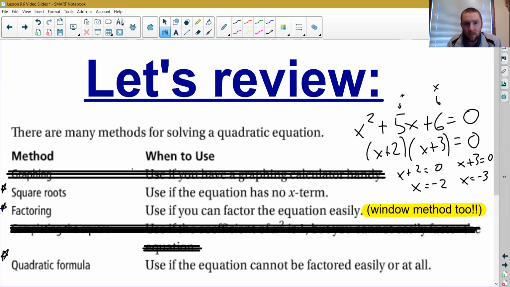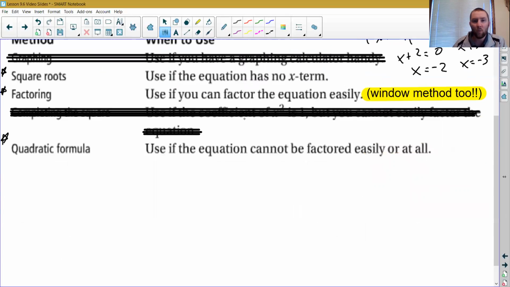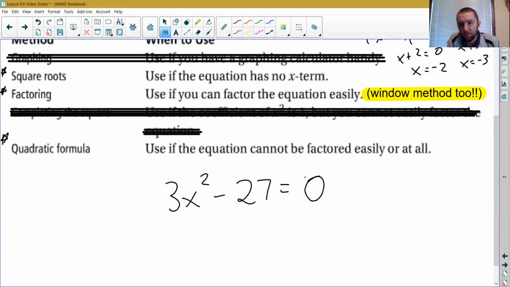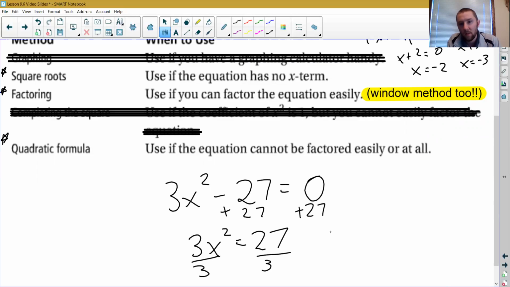The square roots type of equation, that's one where we only see the x show up one time. It's something like 3x squared minus 27 is equal to 0. So here the x only shows up one time. So we can go ahead and solve this just by getting the x alone. 3x squared is equal to 27. Divide by 3. X squared is equal to 9. And then we can square root both sides.